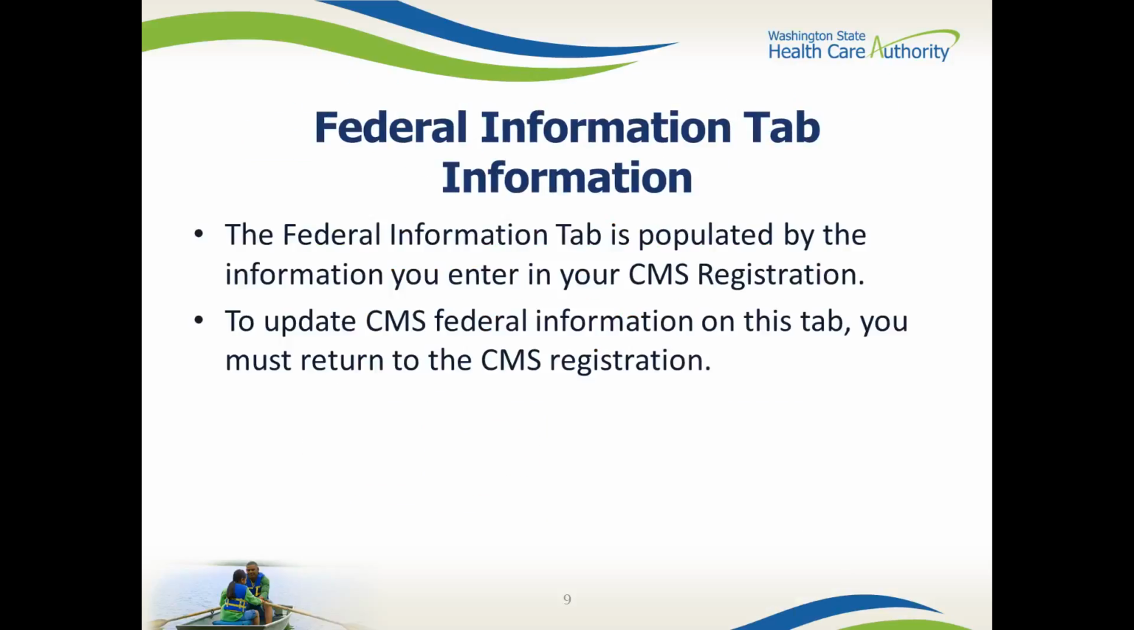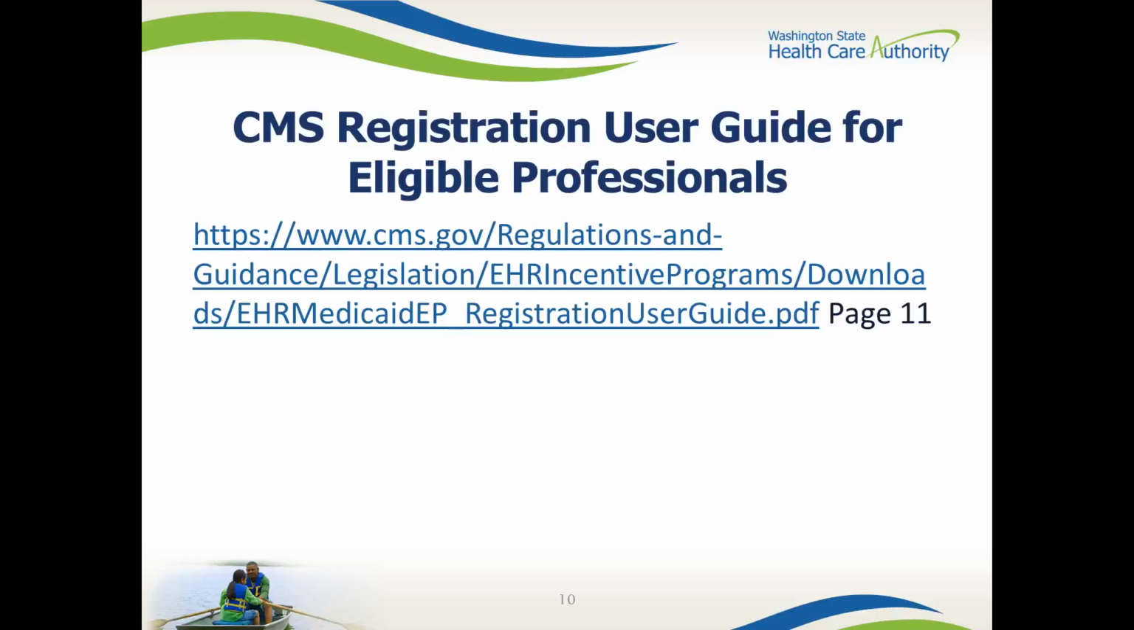The first tab in EMIP is called the Federal Information tab, and this is populated by the information you entered in your CMS registration. In order to change anything on this tab, you must do so in your CMS registration on their site. If you need help with your CMS registration, they have a helpful user guide on their site. There's a link for the site below, and if you go to page 11, it'll show you how to make those modifications.